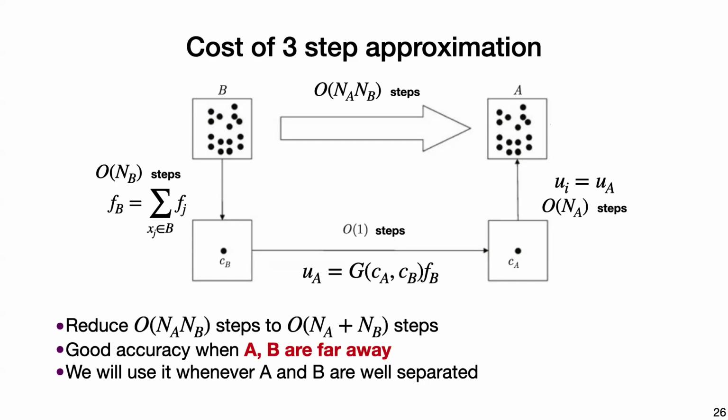This is similar to what we were doing in Barnes Hut. It has good enough accuracy if A and B are far away, for some definition of far, and we will use it whenever A and B are well separated. Well separated now is not necessarily the same, so there's no theta parameter in the FMM. Well separated now only depends on the quadtree, which I will go into more detail about.